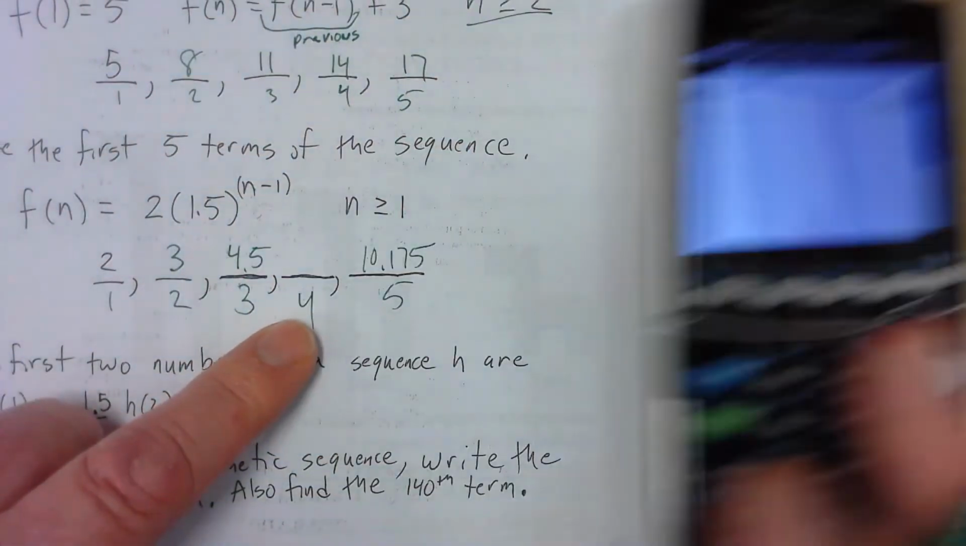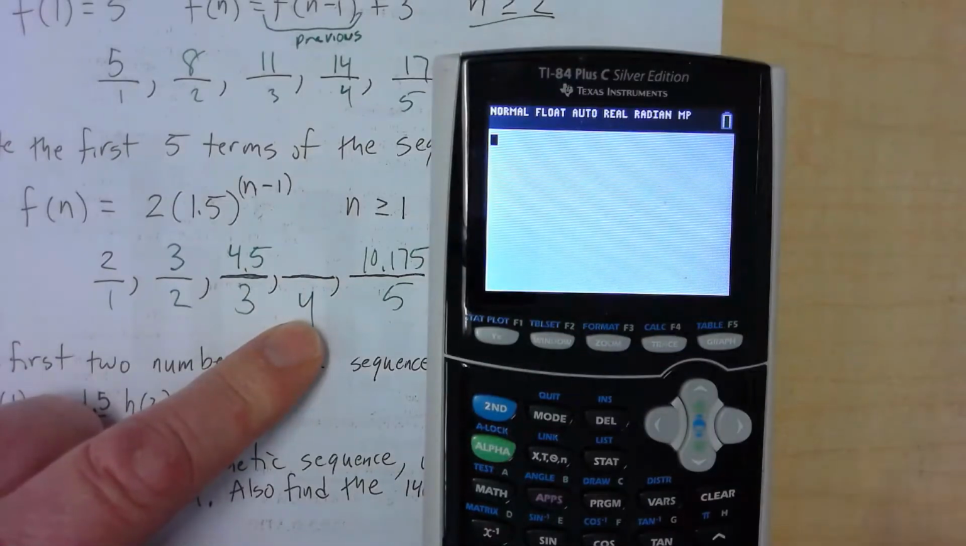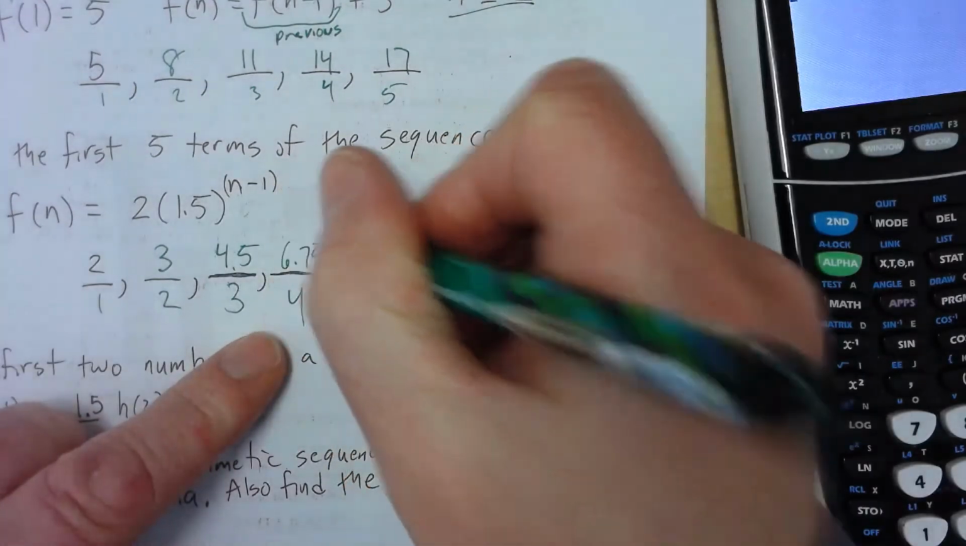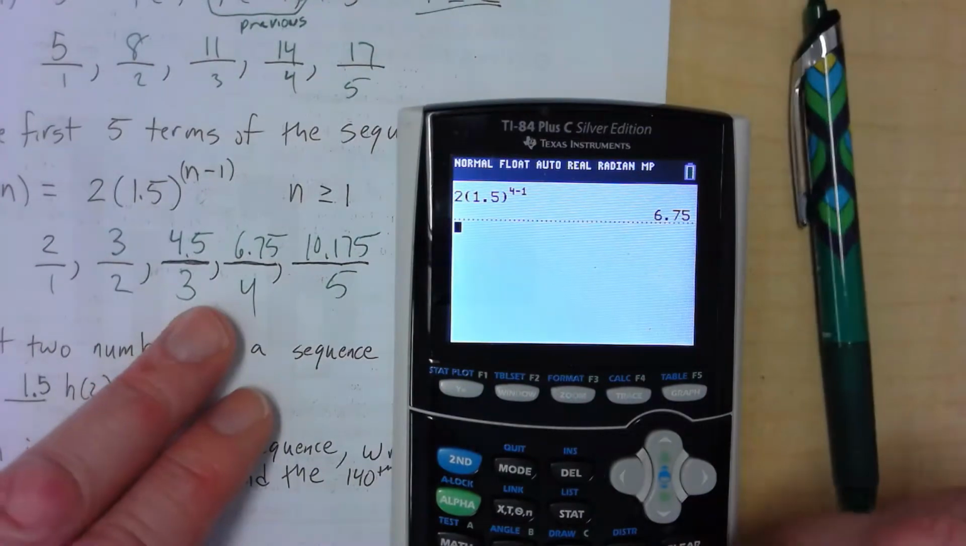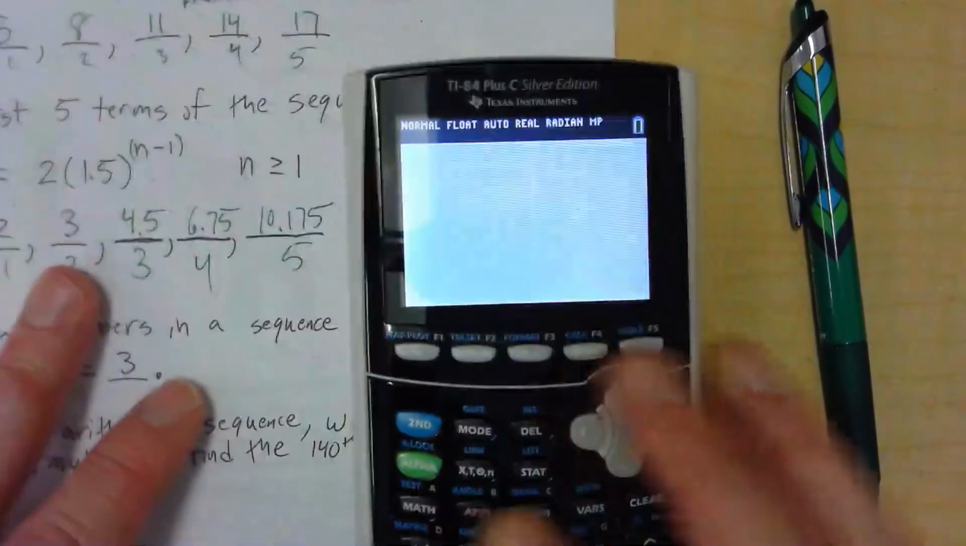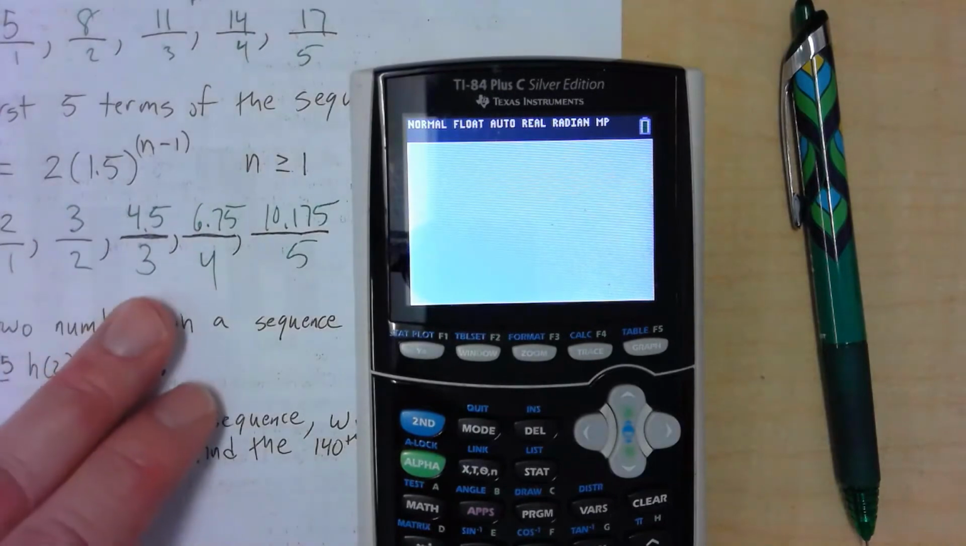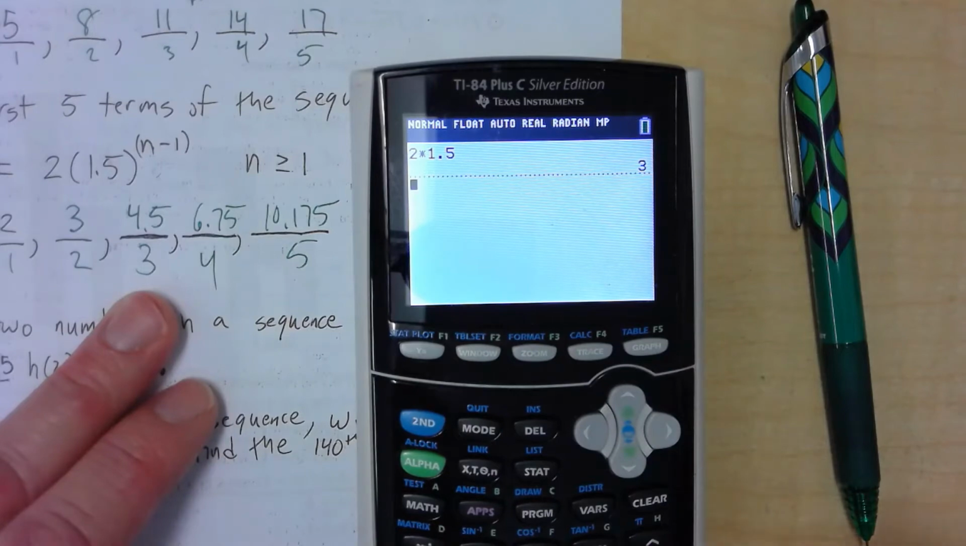Now n is 4. So I do 2, and then I do 1.5 to the power, which is 6.75. See, 6.75. So let's see. You could also just do this. Once you recognize you're multiplying by 1.5 over and over again, you go 2 times 1.5, enter, and then times 1.5, enter, and then you just keep hitting enter, 1.5, 1.5, 1.5 forever.